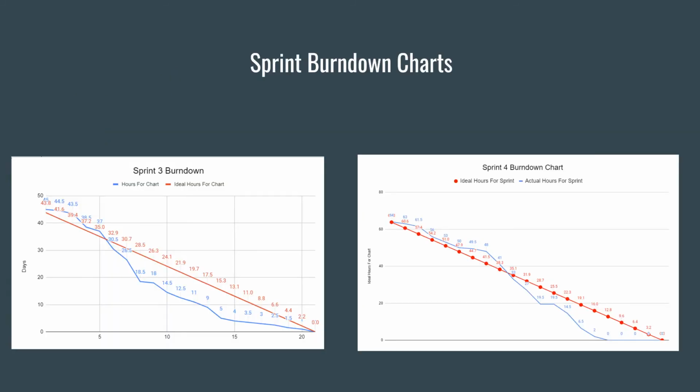So we have our sprint burn down charts here for sprint 3 and sprint 4. We can see in sprint 3 that we spent more time than we ideally were supposed to for the sprint, and with that it reflected in less time spent overall in working in sprint 3. The same trend can be seen in sprint 4, where we spent more time in the first half of the sprint, and then in the end we spent less time.